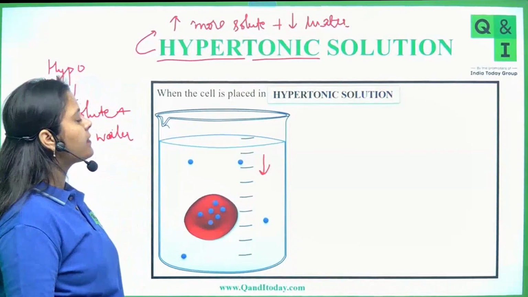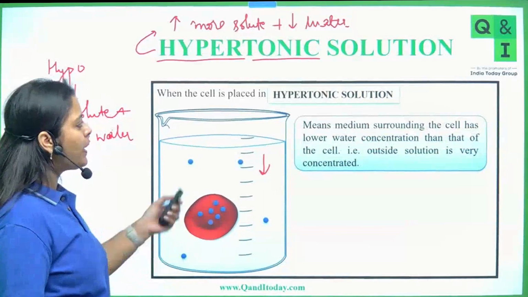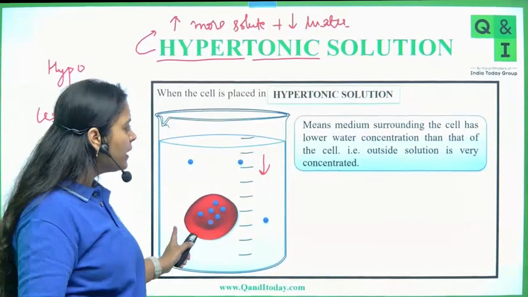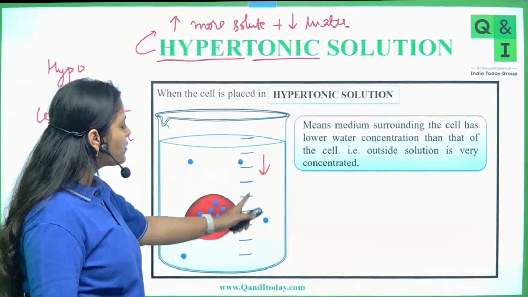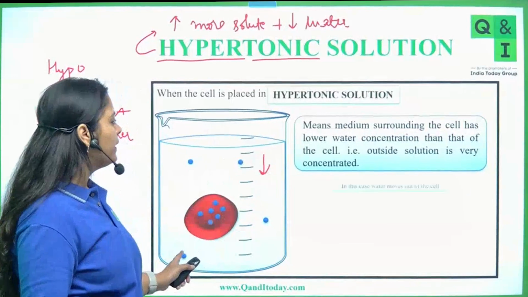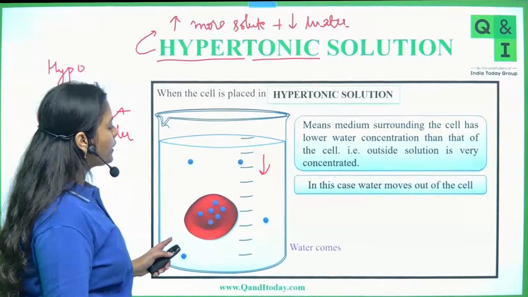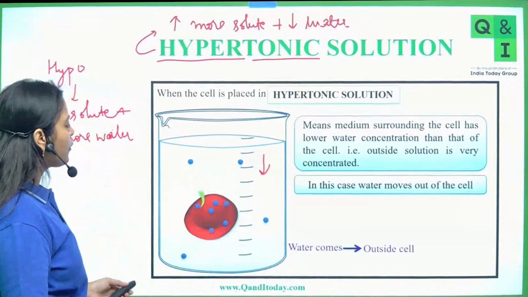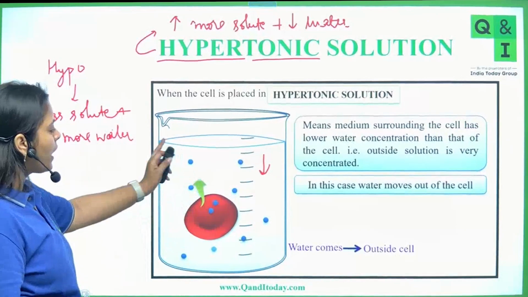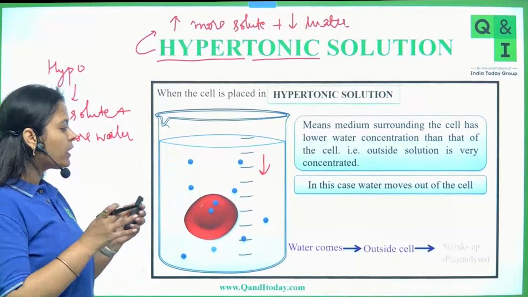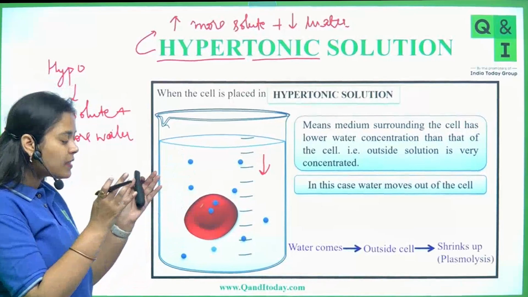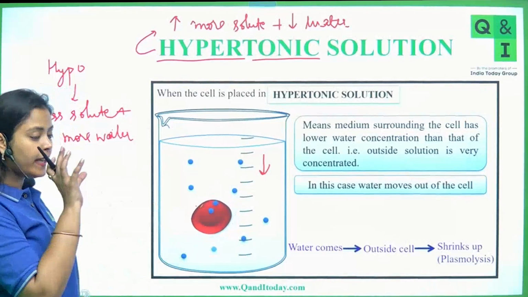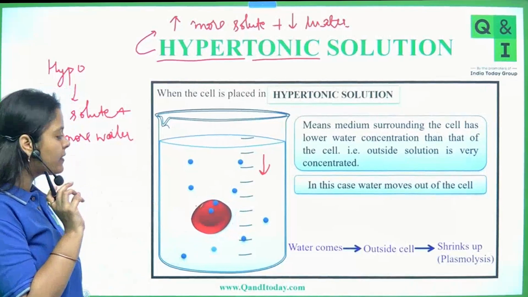Inside to outside, yes. So when the cell is placed in hypertonic solution, it means the surrounding of the cell has lower water concentration. That means the solution is very concentrated. Now what will happen? In this case, the water will move outside of the cell. You can see the water molecules moving outside. When the water molecules are moving outside, the cell size would reduce. You can see the cell shrinking here. The cell size has reduced.